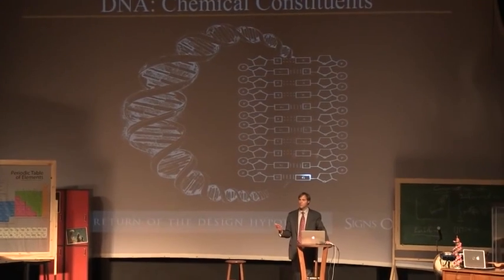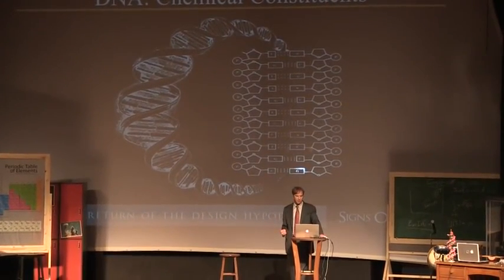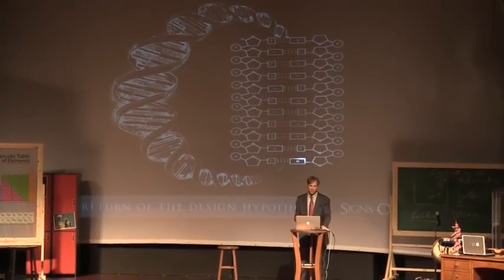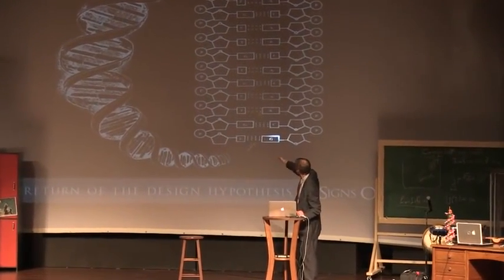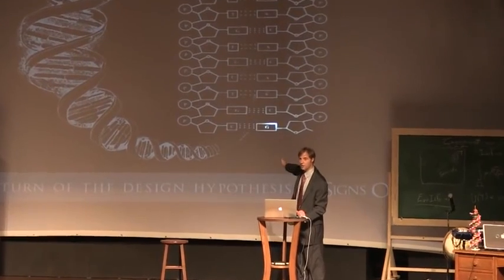Watson and Crick, 1953, elucidate the structure of DNA. Inside the DNA molecule, they show that on the outside of the DNA molecule, there's something called a sugar phosphate backbone.